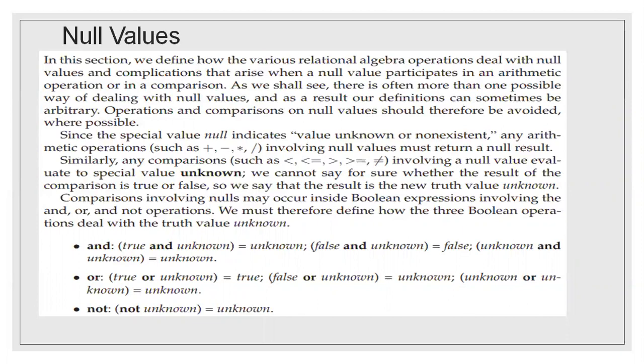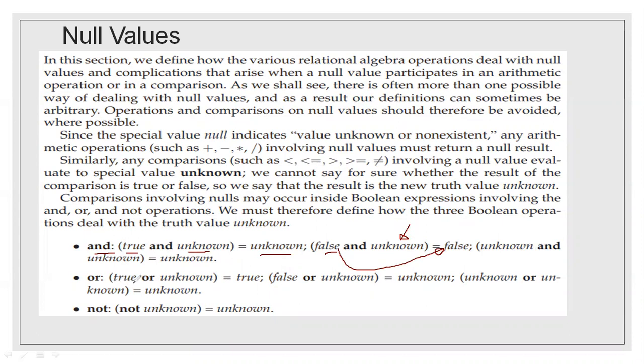You can see here, for the AND operation, if we have one as true and another as unknown, the AND of true and unknown is going to be unknown. Similarly, the AND of false and unknown is not going to be unknown, because the unknown can be true or false. In both cases, the result is going to be false. Next is unknown and unknown. Obviously, nothing is predictable. That's why unknown.